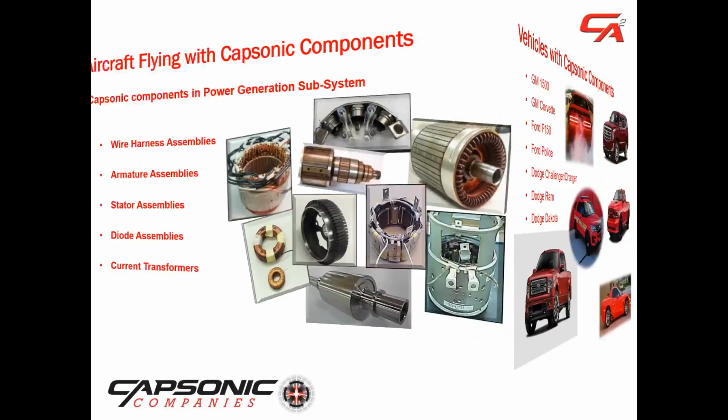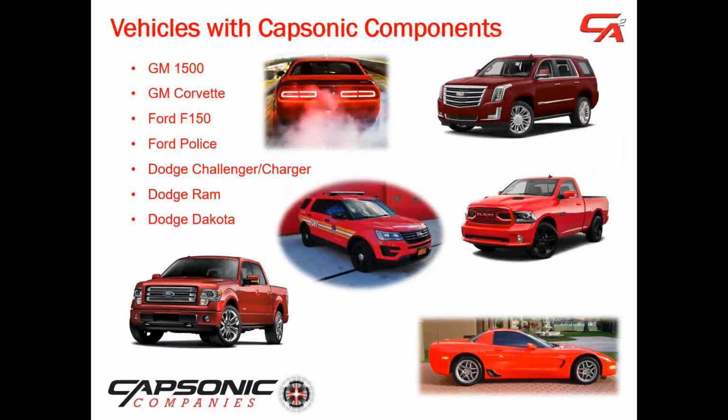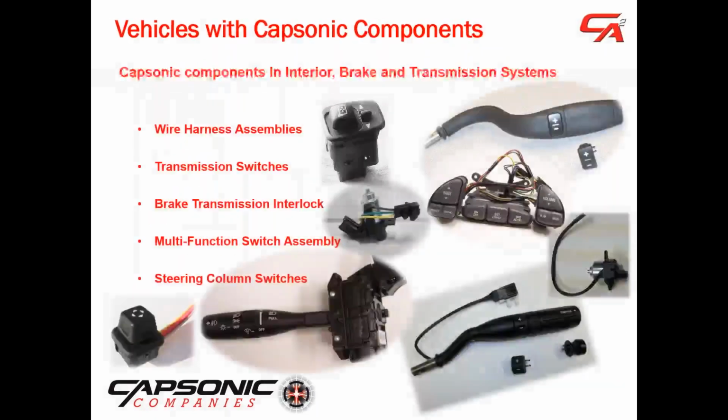And then we also make a lot of components for vehicles from GM, Ford, Chrysler, Dodge, most of the American makes. All of the vehicles you see here, we make parts for. They range from switches to harnesses to multifunction switches, tilt and telescope switches for your seat and steering wheel, cruise control, brake shift interlock, and solenoids, all products that we assemble in our manufacturing facility in Juarez, Mexico.